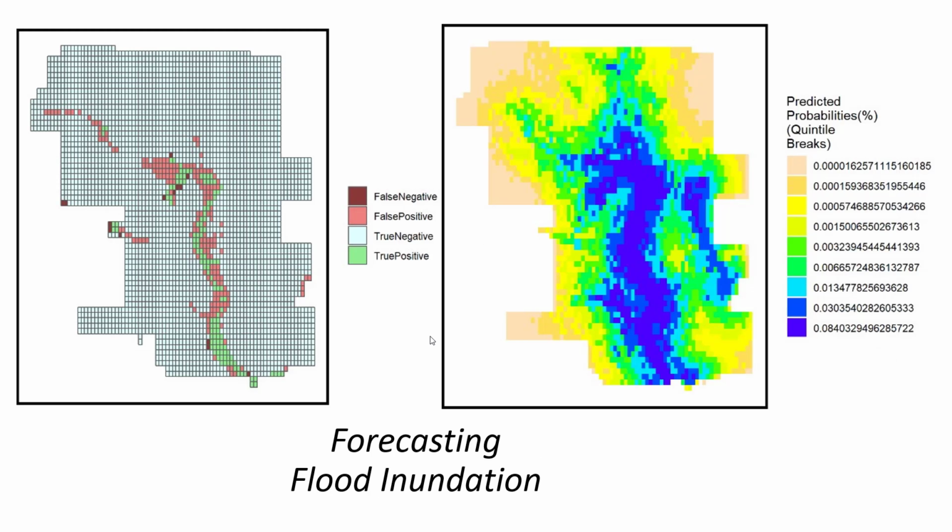Finally, we create this left diagram showing the true positives, true negatives, false positives, and false negatives. We can find that most errors occur in the upper stream. The right diagram shows the predicted probability for flood inundation.